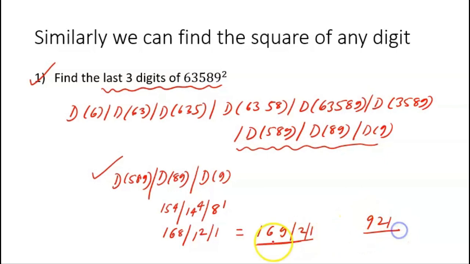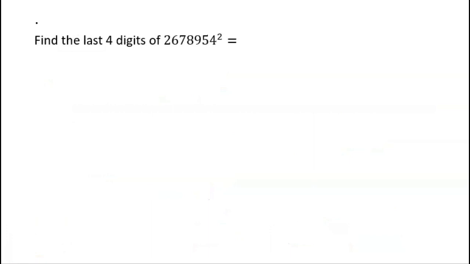You should not consider that the last four digits will be 6, 9, 2, 1, because for that I have to calculate the duplex of this term also, 3, 5, 8, 9. But we wanted the last three digits, so the answer for this question, the last three digits of this square, is 9, 2, 1. I hope you got it. In case you didn't, let us look at the next problem.